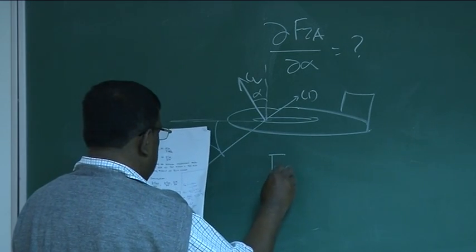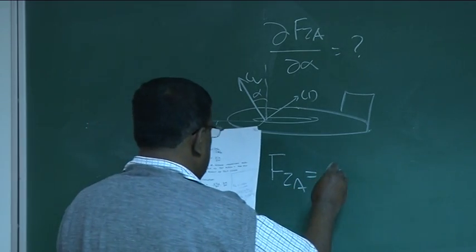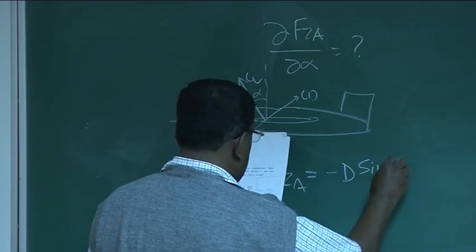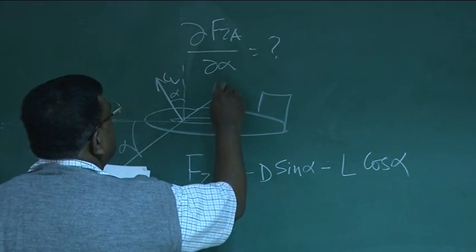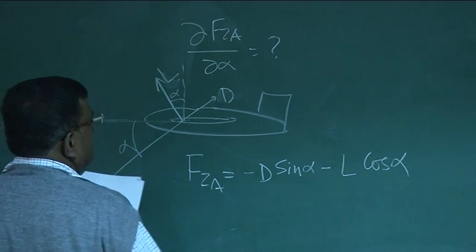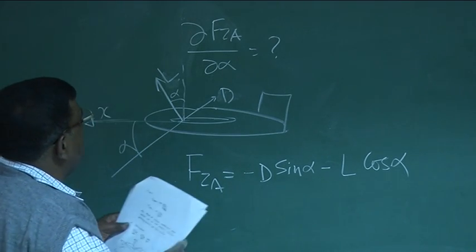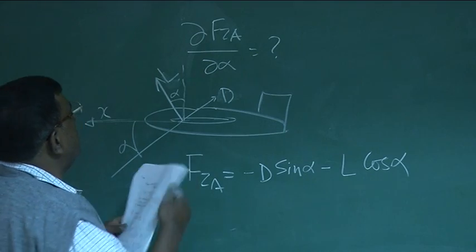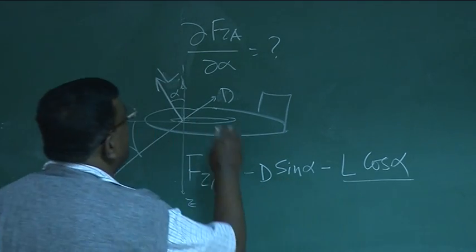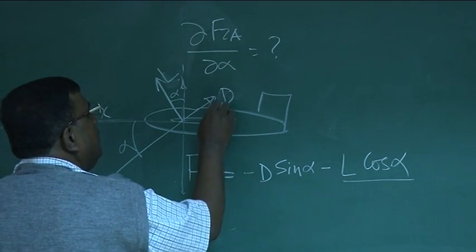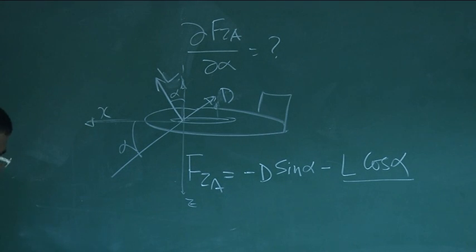So I can write FZA, you can see that the Z direction is downwards, so FZ I can write as minus D sine alpha minus L cos alpha. If I don't write CD, I write drag, you will understand better. Z is vertically down, so L cos alpha comes here, in the opposite direction of Z. So minus L cos alpha. Similarly for D, you can see one component upward. So this is D sine alpha, again in the upward direction, so it's minus D sine alpha. As simple as that.